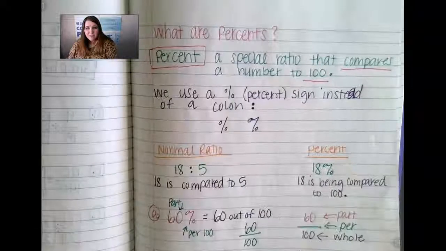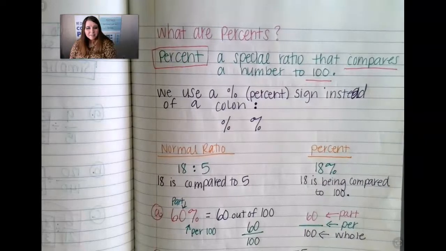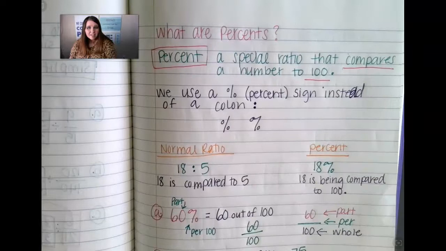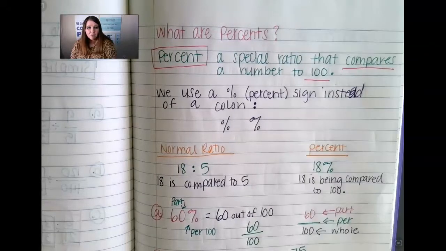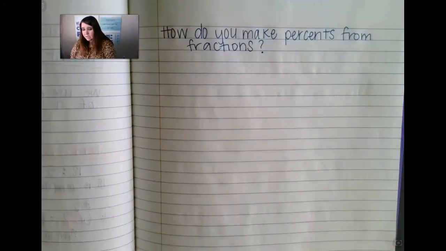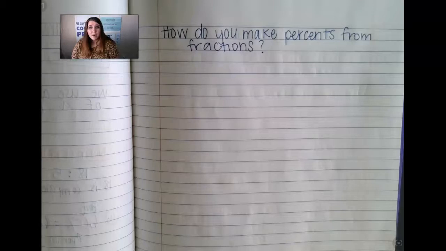Graders. Okay, yesterday we started our unit on percents. And we looked at how to write percents, how to change percents, and how to make them into a fraction out of 100. Today we're going to be looking at how you make percents from fractions. So you're going to be given a fraction and you have to turn it into a percent.